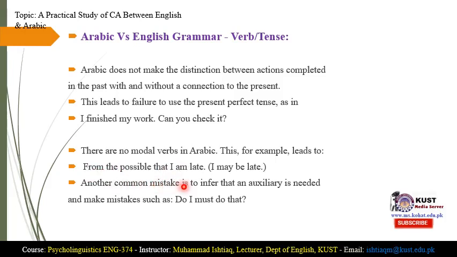Another common mistake is to infer that an auxiliary is needed. Even in the case of a modal verb, they make use of an auxiliary. For instance, instead of saying "must I do that," they use the structure "do I must do that." So they infer that auxiliary helping verbs are also used even when modal verbs are already used in the sentence.